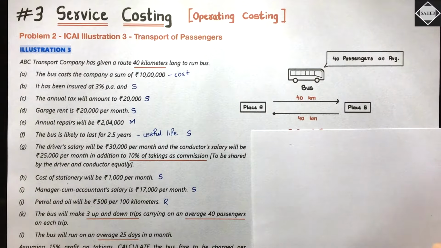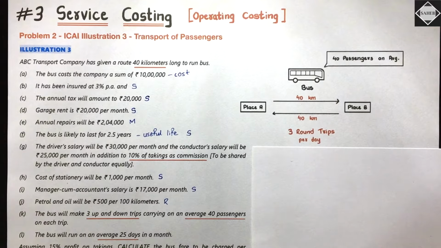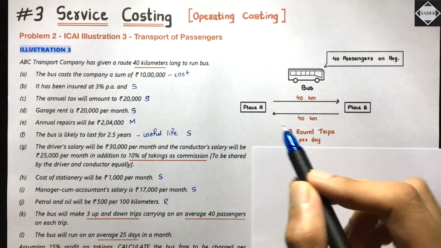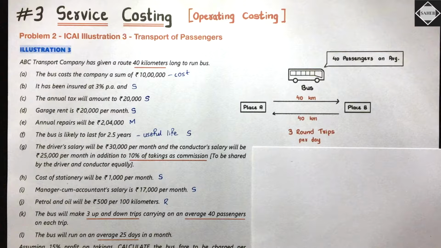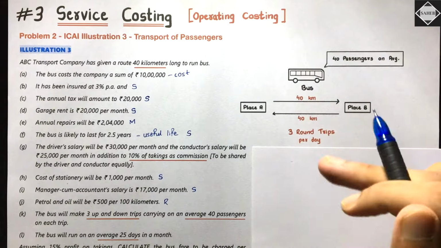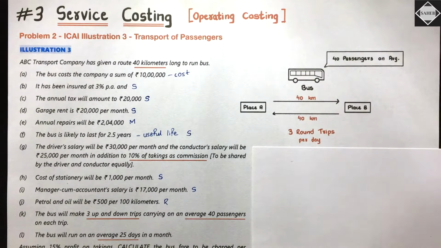How many times will this happen? This will happen 3 times per day. 3 round trips per day. Going and coming back, going and coming back, going and coming back, right? Is it clear? 3 round trips per day. So 3 into 2 we have to do, that is equal to 6 single trips. Is it clear? Simple and straightforward.